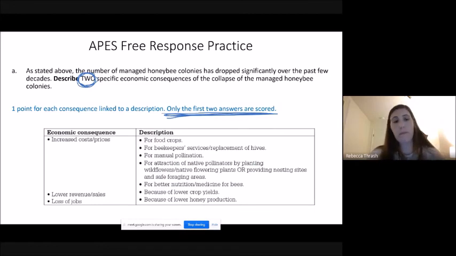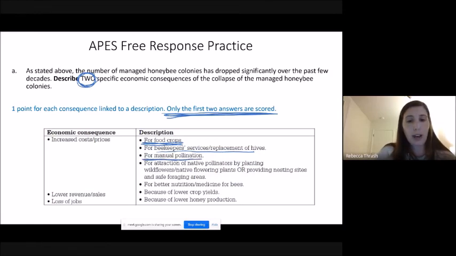So what could you have said here? One economic consequence would be increased costs or prices. And the description here would be particular for the food crops themselves. So if you have a reduction in the food that's being produced because you don't have enough pollinators, then that's going to increase the cost of growing food and therefore increase the price of food for consumers. It's also going to do this for the beekeeper services and replacement of their hives. It's going to increase cost and prices for the food because you may have to rely on manual pollination.